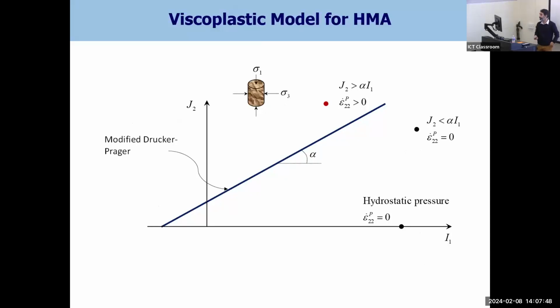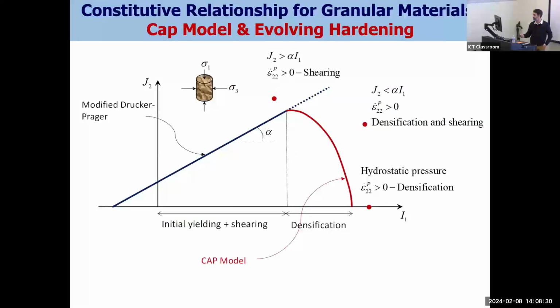This is just a figure of the yield surface in J2, which is the second deviatoric stress invariant, versus I1, which captures the confinement level. We see that if we are inside, below the line, where J2 is less than alpha I1, we have no further evolution of the plastic strain. And if we are outside of it, of course, we have evolution of the plastic strain. But this is for HMA. Now, there are details about how to implement it and how to calibrate it that I'm omitting here, but this is really the essence of the model that we use.